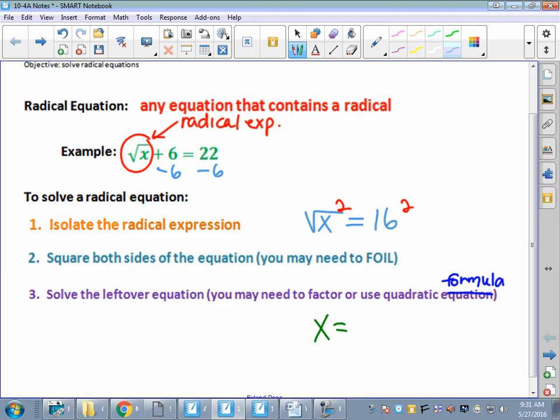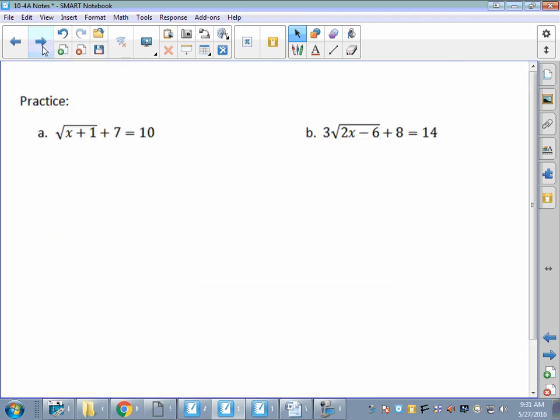So that didn't seem so bad, right? So let's do a couple examples. Again, your key is always isolate first and then square. So let's do example B and C. I like B and C. So example B.